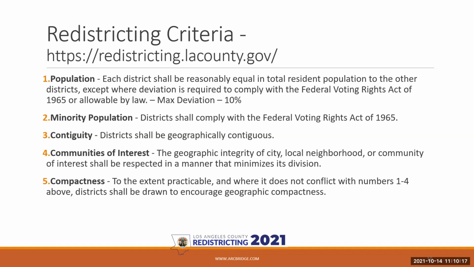The district should be contiguous. If there are communities of interest, like local neighborhoods, we should try to keep them together as much as possible. And the districts, to the extent practical, should be compact. And of course, they should not conflict with population equality, minority population, contiguity, communities of interest, etc.